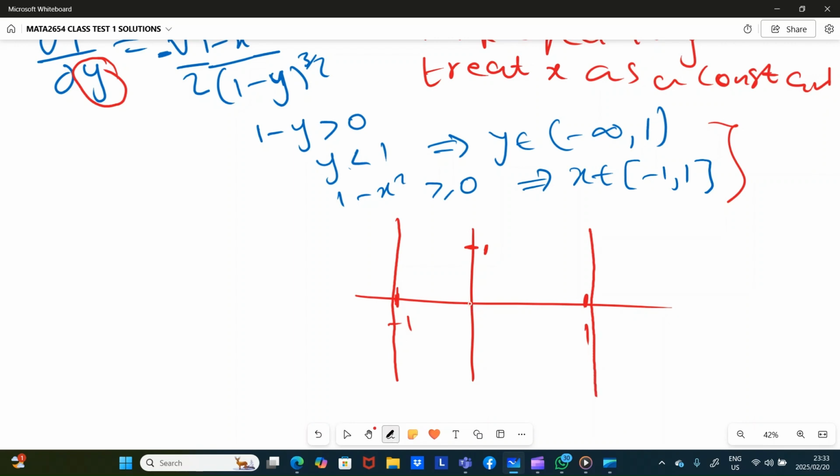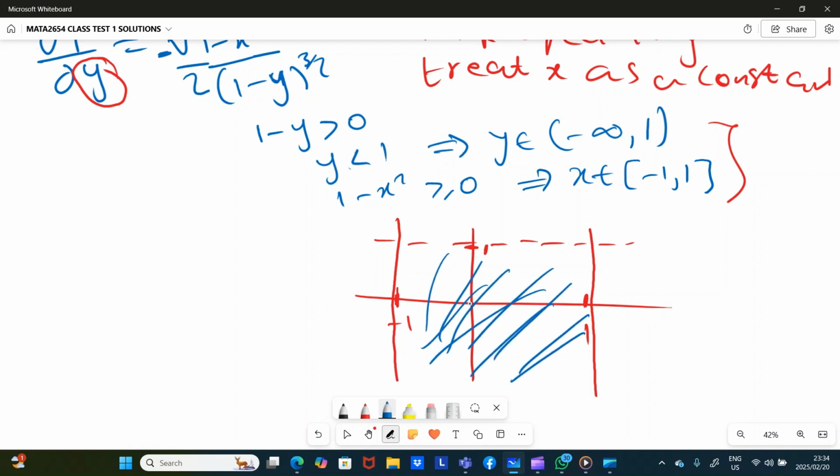And at 1, we can have dotted lines like that. So these dotted lines show that 1 is not included. Y equals 1 is not included. So we are having a unique solution in between here. Everything that is in between here is going to yield a unique solution.